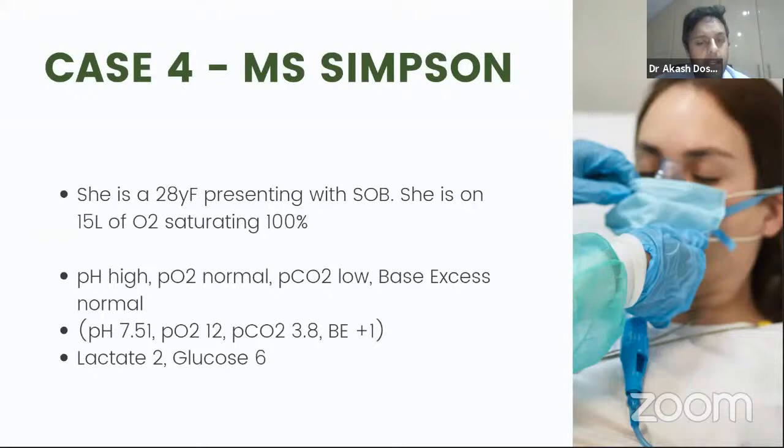Next, we will look at the bicarb. The bicarb and the base excess are within the normal range. This suggests that it is not due to a metabolic cause. The lactate is 2 and the glucose is 6, so those are normal. This patient has got severe type 1 respiratory failure.